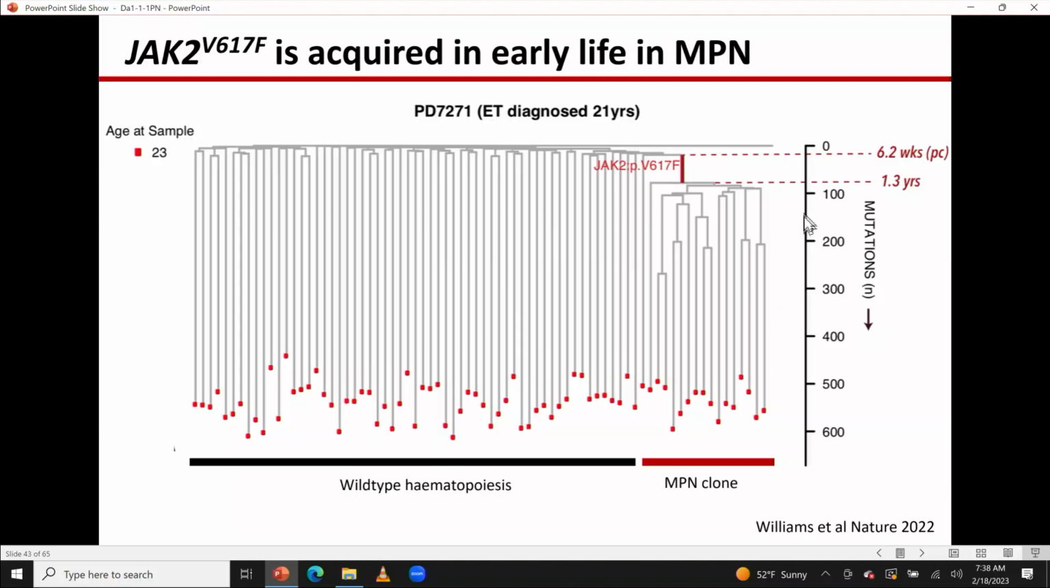And this is the first tree of an individual who was diagnosed with ET at age 21, which is quite young, but it does happen. And each of these dots is a blood cell. And these long branches, it looks like a comb.